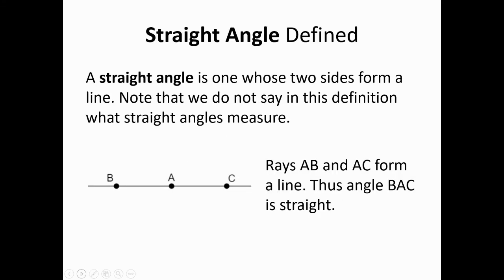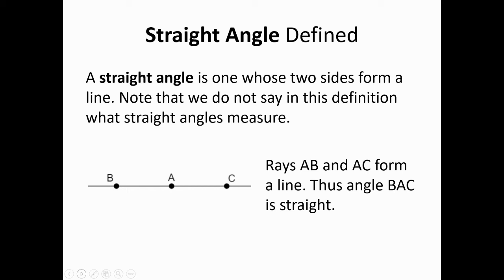Straight angle. A straight angle is an angle whose two sides form a line. Note that we do not say in this definition what straight angles measure, okay? I do not mean to say that I have no opinion about what straight angles measure. I do have an opinion about that, and I will express that opinion to you in the next section.